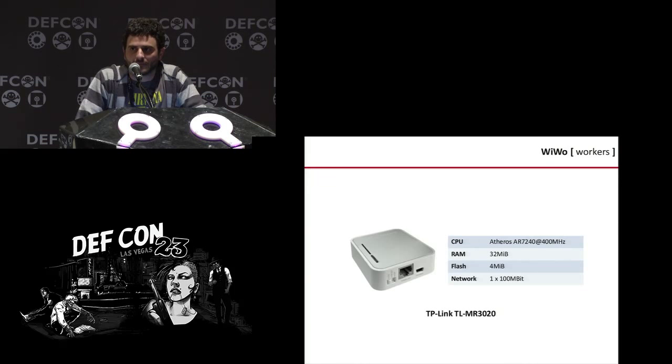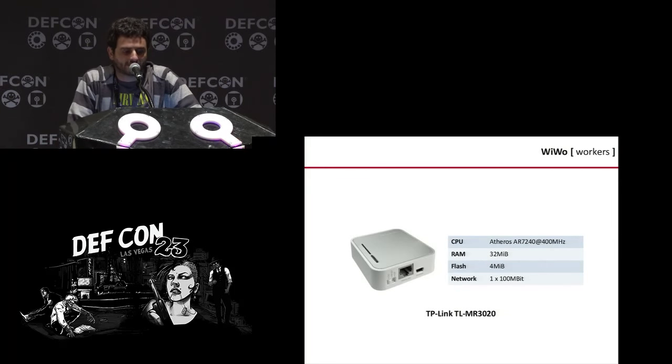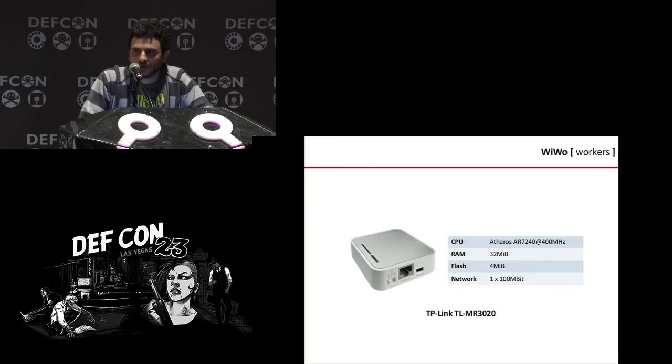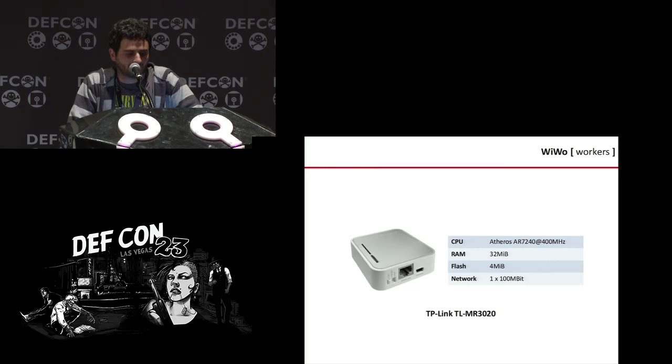In theory, each kind of router that can support OpenWRT can be converted into a worker. But we chose three different routers to work. This is the first one. It's a TP-Link TL-MR3020. It does not have much flash or RAM memory. It does not have a good CPU, but it's cheap and small.